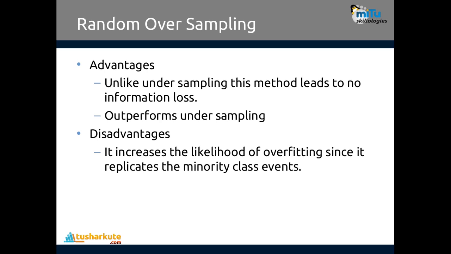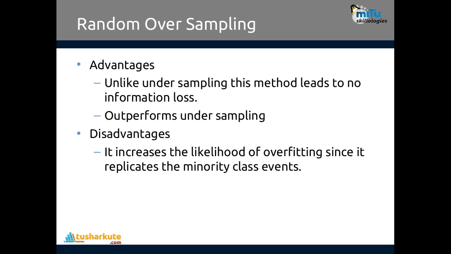What's the advantage of using oversampling? Unlike undersampling, this method leads to no information loss. Remember, information loss is not present. Undersampling contains the loss, and oversampling outperforms undersampling. Why? Because the number of samples is more. As the data set is larger, the data is more, and the event rate is also better than in the previous example. That's why it performs better.